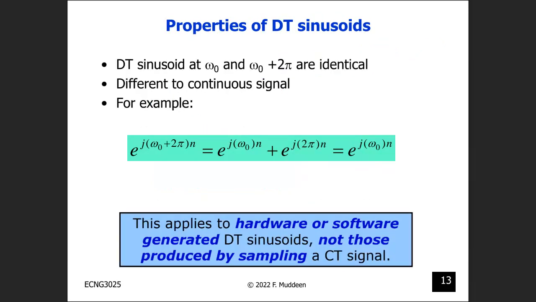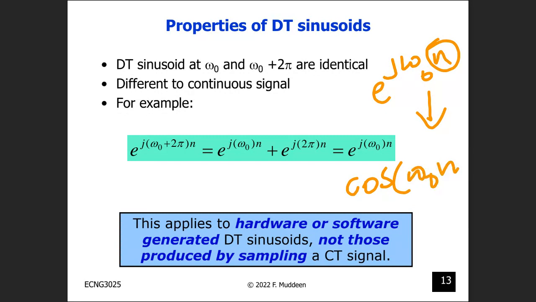One of the oddball things about a discrete time sinusoid is, for instance, if I have e to the j omega naught n, right? So I have a sinusoid, e to the j omega naught n. Remember, n is the sample number: 0, 1, 2, 3, 4, 5, 6, 7, etc. You could also use something like cosine omega naught n.